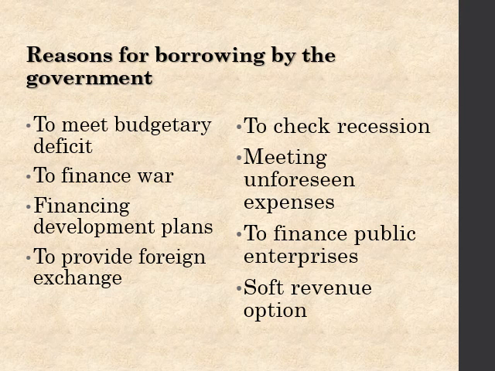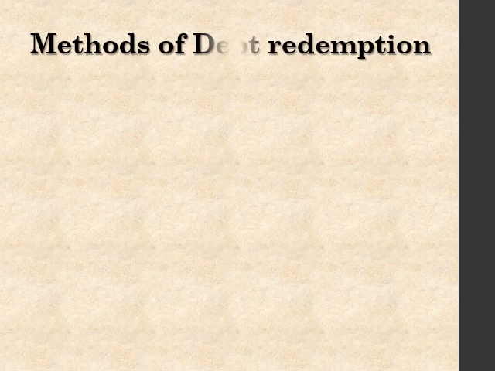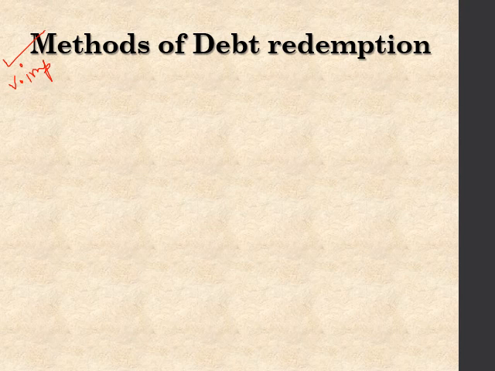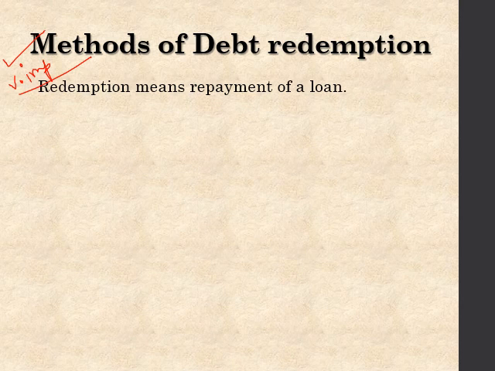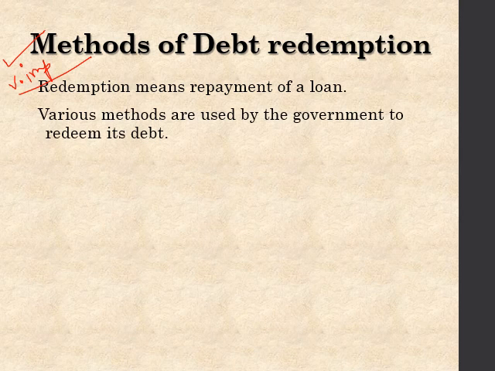So how to remove these public debts? There are some factors which we need to follow. There are some methods. This is very, very important, children. Please mark it in your book as well. Very important, because this debt redemption, or methods of debt redemption, was not asked last year. This year I am sure 100% it will be there in your second term exam. So redemption means repayment of a loan. Whatever loan you have borrowed from anywhere, external or internal, you have to repay it. Otherwise, it becomes a liability and it will pressurize you.